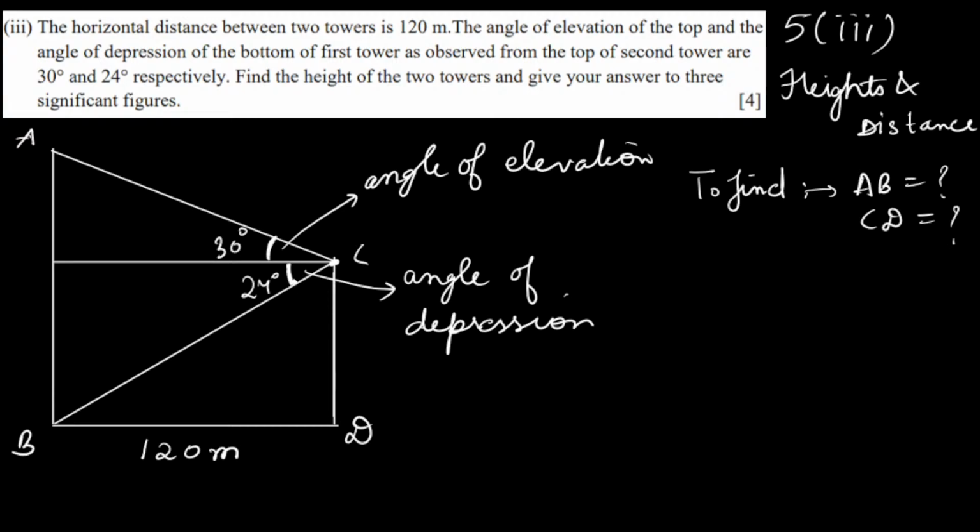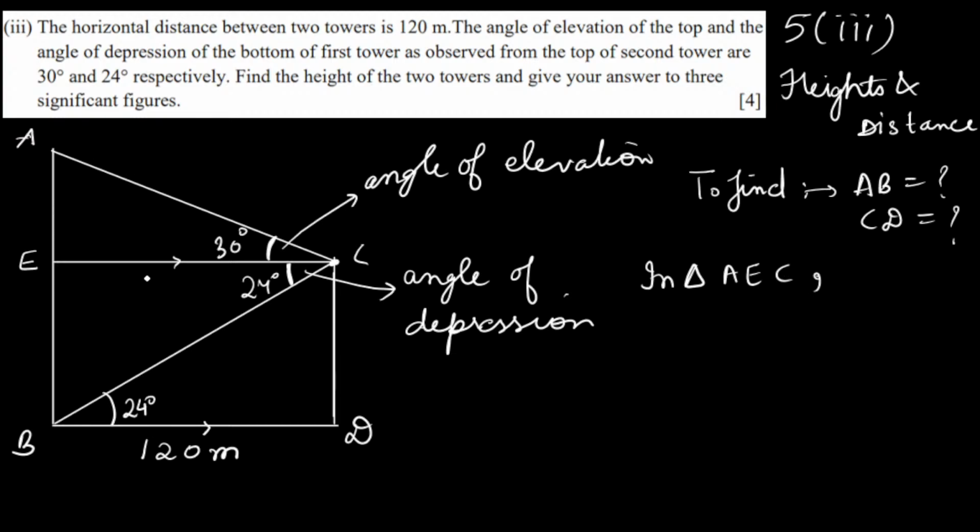Now if this angle is 24 degrees, this will also be 24 degrees, because they are making a pair of alternate angles. As the horizontal lines are parallel to each other, this angle will be equal to angle CBD. Now here I'll write one point E. So first of all I'll use triangle AEC, in triangle AEC.